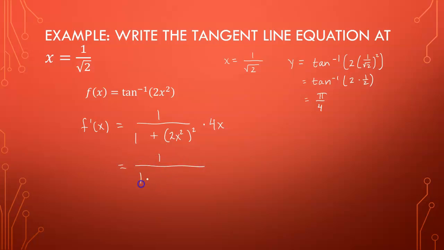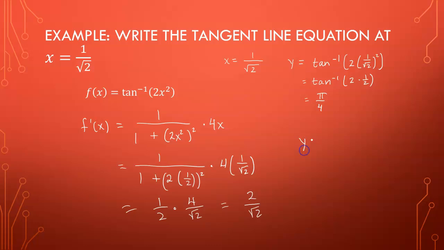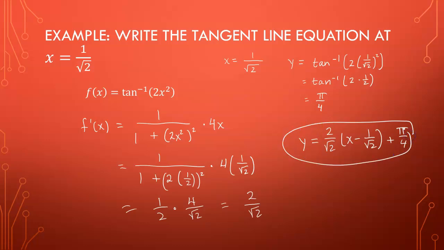So I have 1 over 1 plus 2 times 1/2, and then that quantity will be squared, times 4 times 1 over root 2. This becomes 1 squared, so I have 1/2 times 4 over root 2, or 2 over root 2. So my equation for my tangent line would be y equals 2 root 2 times x minus 1 over root 2 plus pi over 4. And that is a totally acceptable answer for an equation for a tangent line.